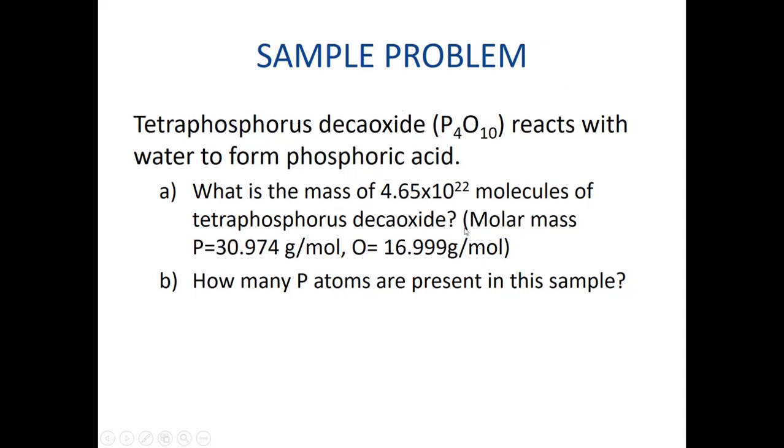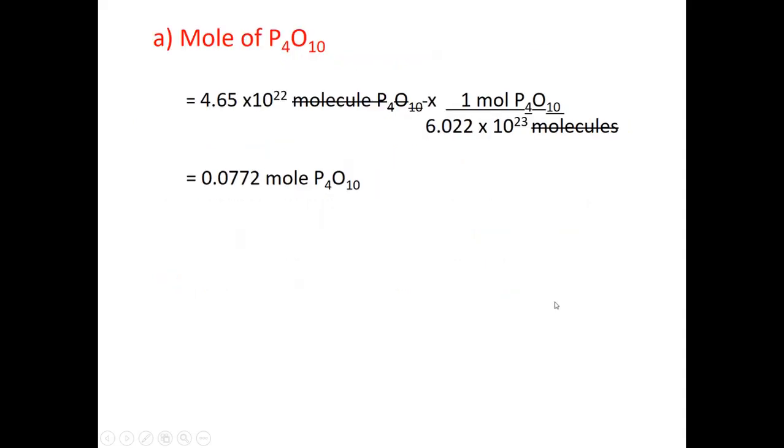And this is the sample problem for tetraphosphorus decaoxide, P4O10, which reacts with water to form phosphoric acid. A: What is the mass of 4.65 times 10 to the power of 22 molecules of tetraphosphorus decaoxide? And this is the molar mass for each atom, phosphorus and oxygen. And B: how many phosphorus atoms are present in this sample?